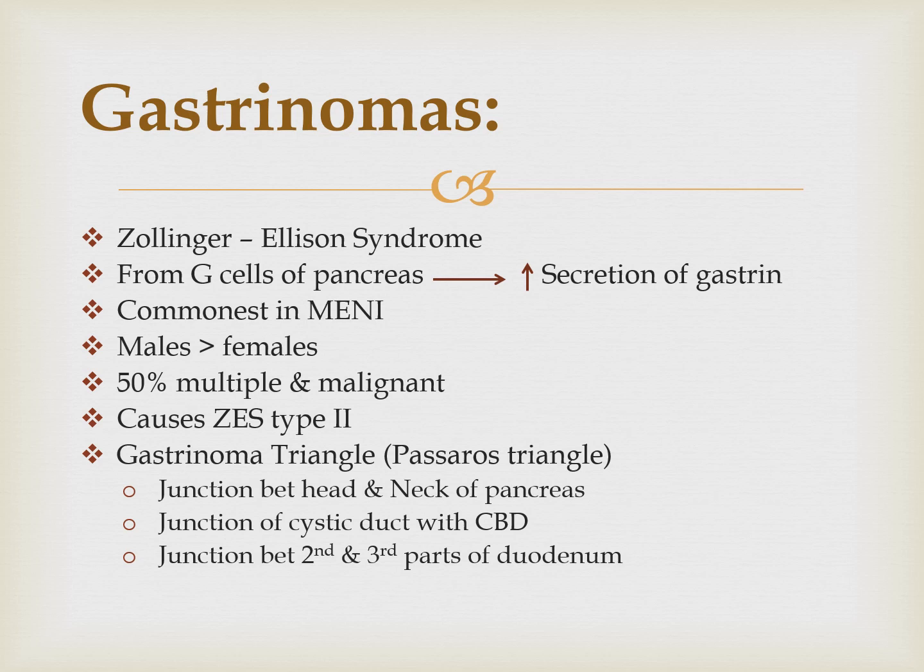Gastrinomas are located in a triangle called the Passaro's triangle or the gastrinoma triangle, which is a point at the junction between the head and neck of the pancreas, another point at the junction of the cystic duct with the common bile duct, and the third point is between the second and third parts of the duodenum.